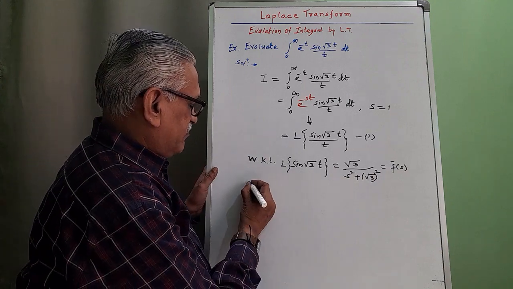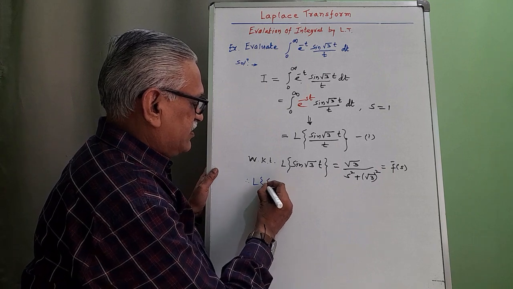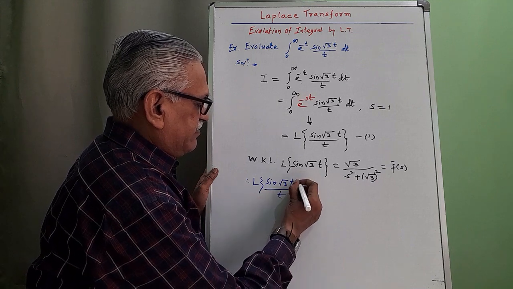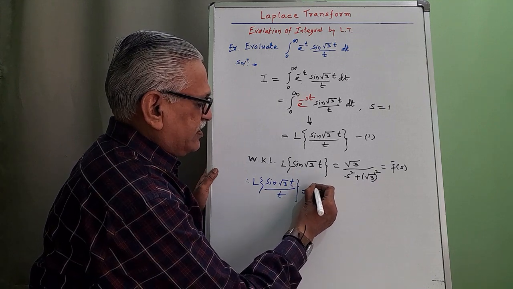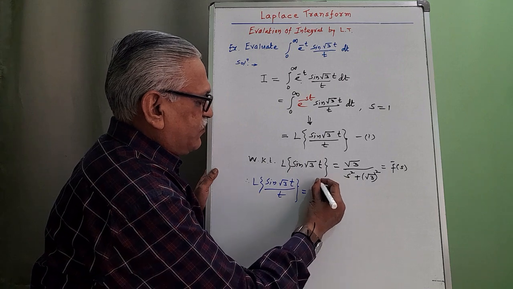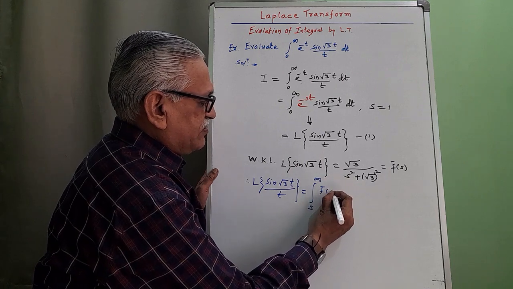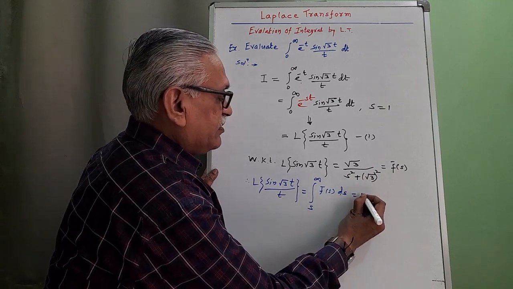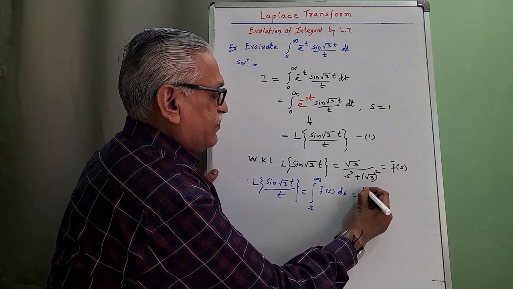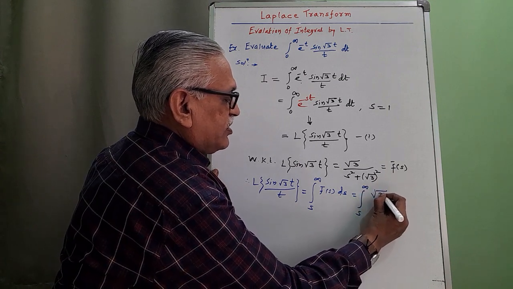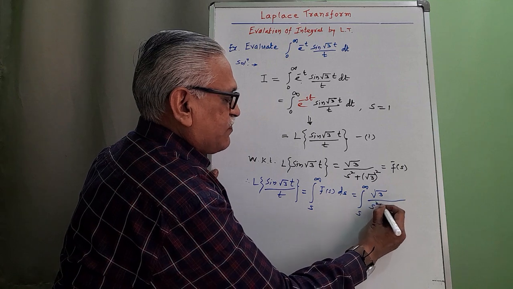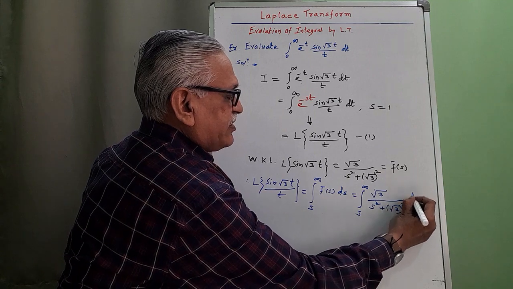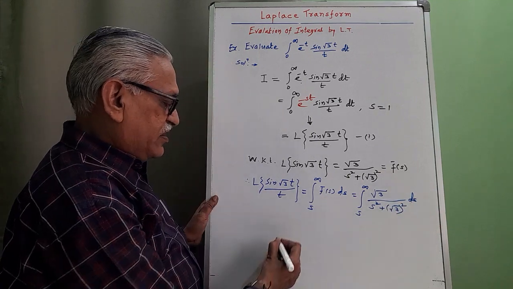As per that theorem, therefore, the Laplace transform of sine root 3 times t divided by t, applying that theorem, is nothing but the integration from s to infinity of f bar of s and its integration with respect to s. Therefore, it is the integration from s to infinity of root 3 divided by s square plus root 3 whole square, and its integration with respect to s.